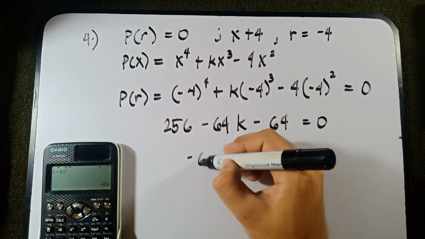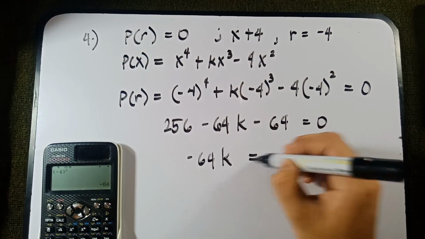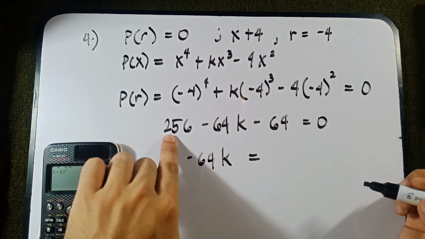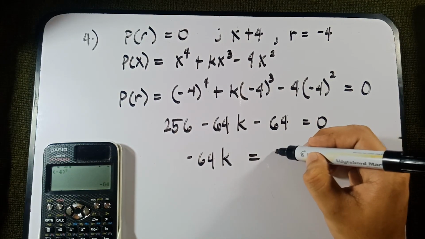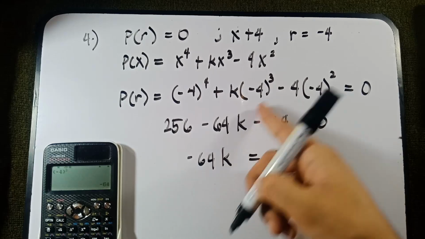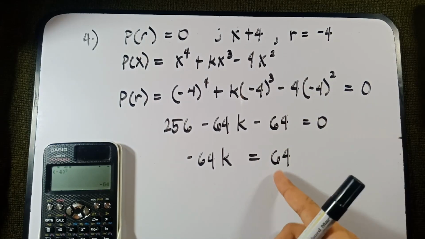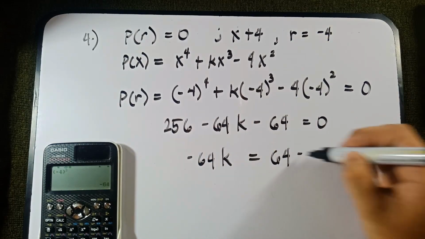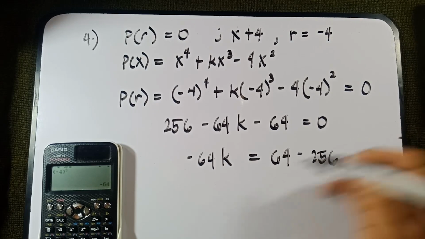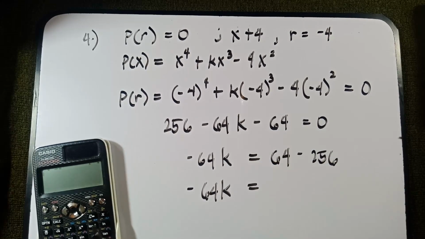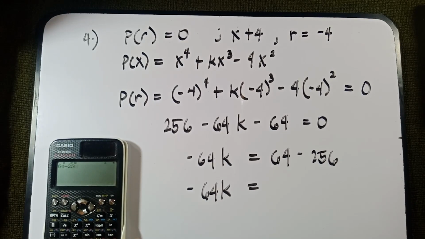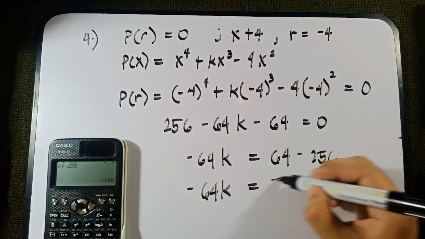So, may iwan yung negative 64k equals 256 minus 64. Ito, nilipat ko sa kabila, magiging positive. Ito, positive, magiging negative. Ayan. So, negative 64k equals, solve lang natin, 64 minus 256. That is negative 192.